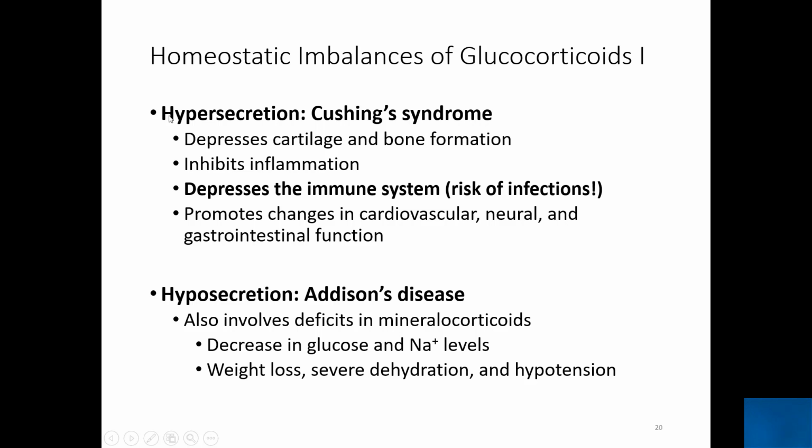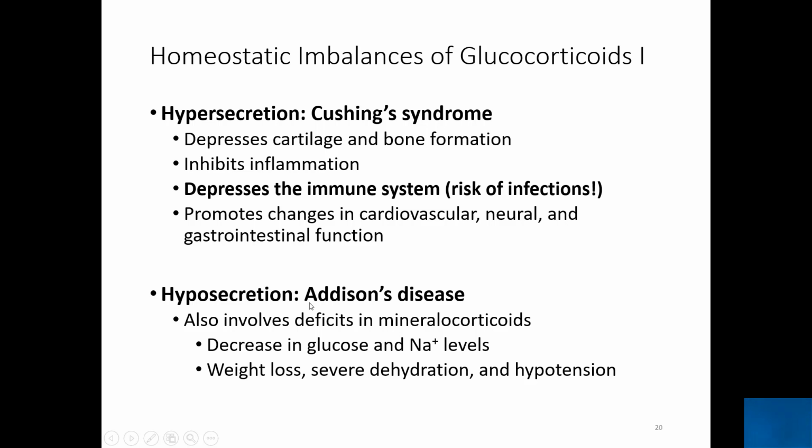Cushing syndrome shows up when the adrenal gland produces too much of those hormones, hypersecretion, or when a patient suffering from some type of inflammation has to take steroid hormones on a regular basis for a long period of time. What happens? It depresses cartilage and bone formation, which is especially dangerous in children. Yes, it inhibits inflammation, but at the same time, it depresses the immune system, which increases risk of infections. And also, it causes some changes, not very good ones, in different organ systems.